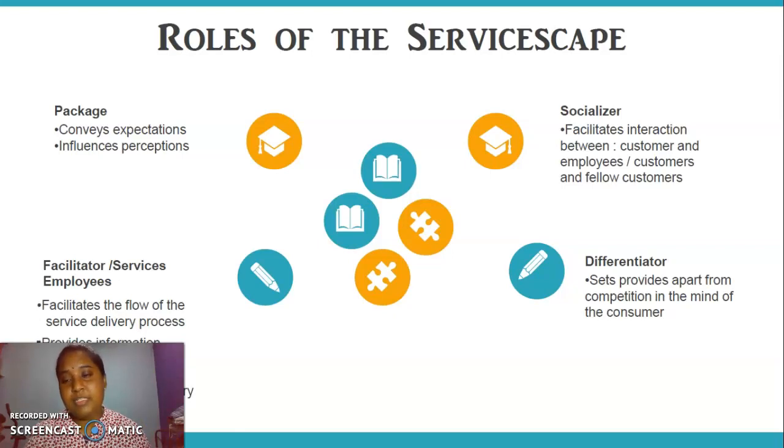Second, facilitator: the service environment facilitates the flow of the service delivery process, provides information, facilitates the ordering process and service. It helps people in the surroundings. Third, socializer: it facilitates interaction between the customer and employee, and between the customer and fellow customers. It acts as a perfect socializer between both customers and employees. Fourth, differentiator: it acts as a differentiator by separating the design of a company from its competitors. It is apt to reposition a company and attract new segments.